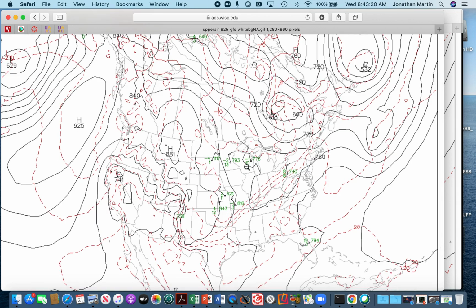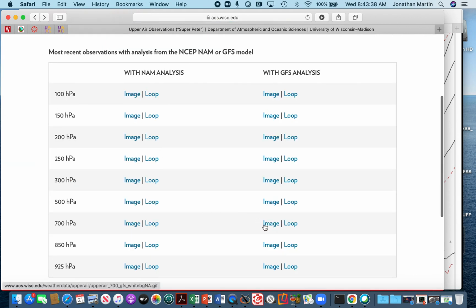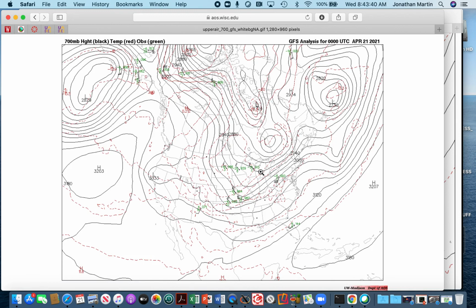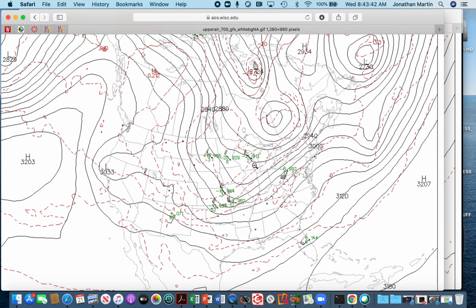And we'll do that by going to last night's, again, unfortunately, 925 millibar analysis. So this is above the surface. And the 776 next to Green Bay tells us that the height of this 925 millibar surface is 776 meters above sea level. Okay, and the temperature there was -1 last night. If we then look at 700 millibars at the same time, the 913 means it's 2,913 meters above sea level, and the temperature there was -21.